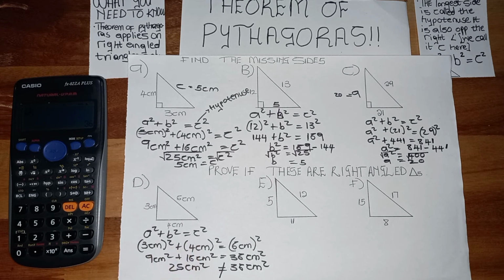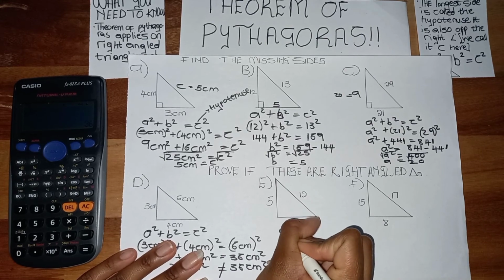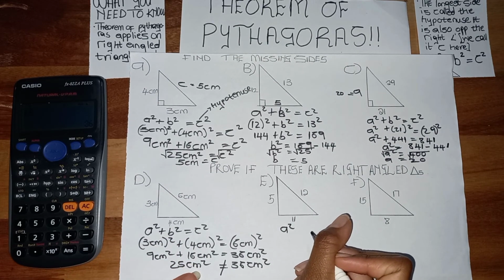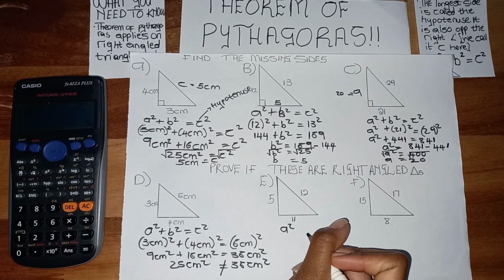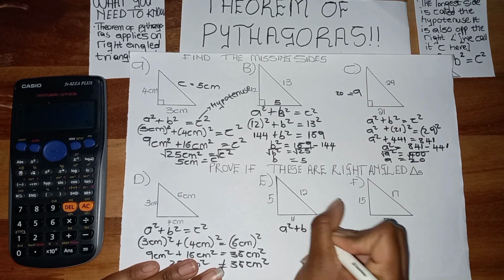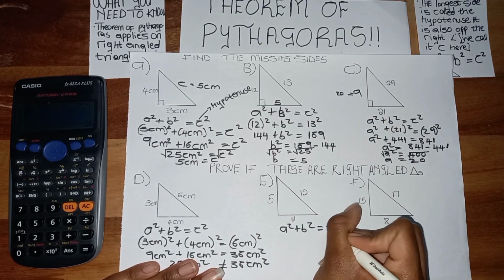So let's move on to the next letter, which is letter E. a squared plus b squared equals c squared. I really hope that you understand. So it is not a right angled triangle, because the left hand side of the equation is not equal to the right hand side of the equation. The theorem of Pythagoras does not apply.